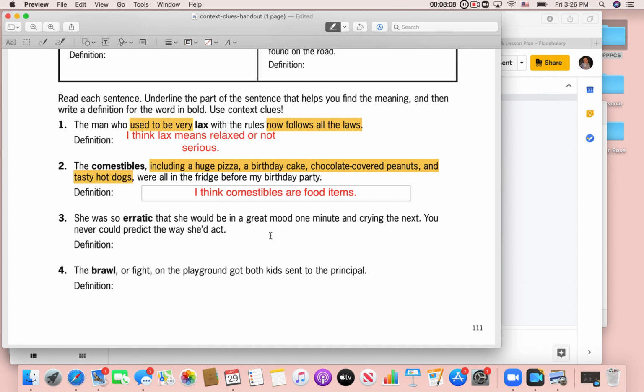Let's do number 3. She was so erratic that she would be in a great mood one minute and crying the next. You never could predict the way she'd act. Okay? So we need to use the clues in this sentence to figure out what the word erratic means.